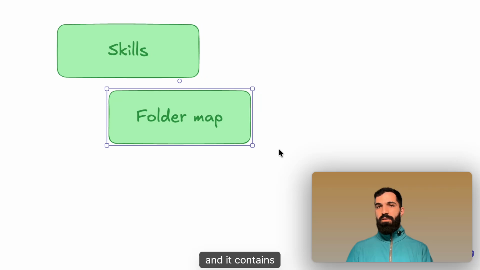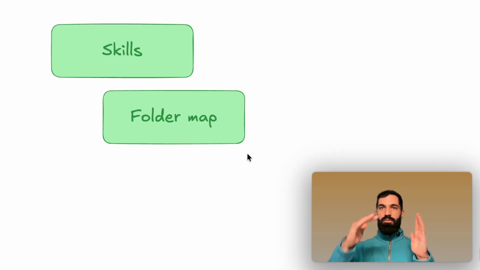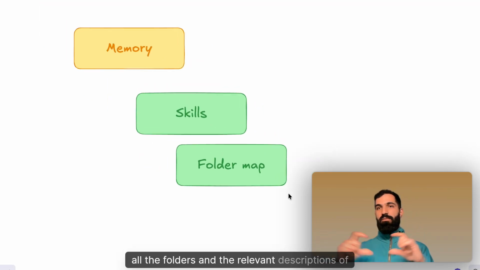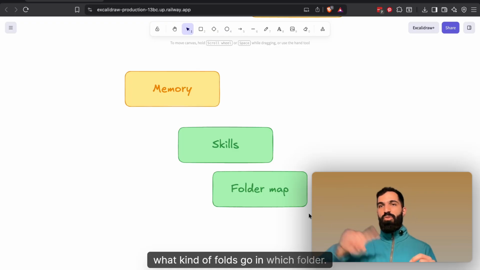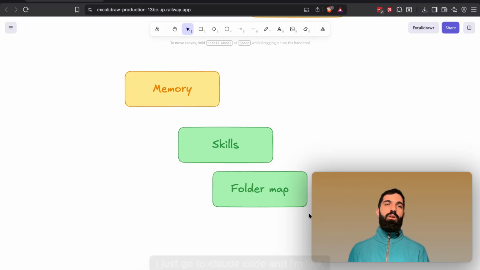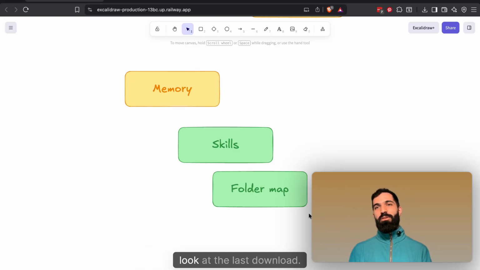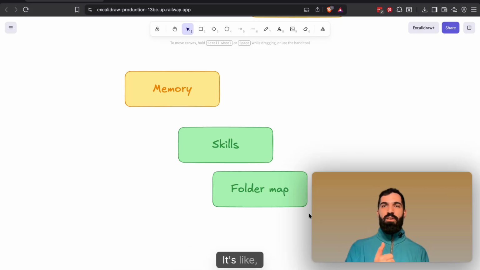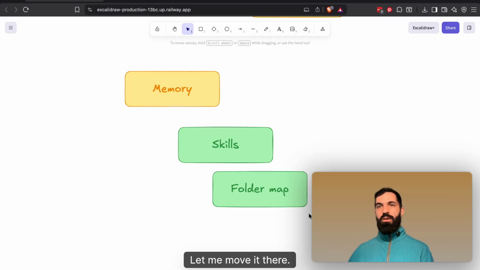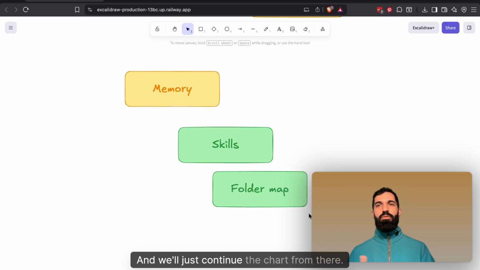And it contains the full list of all the folders and the relevant descriptions of what kind of files go in which folder. So these days, when I download something, I just go to Claude Code and I'm like, look at the last download. Claude Code reads it. It's like, hey, it's related to this project. Let me move it there. This is what I'm going to do with it. And we'll just continue the chat from there.